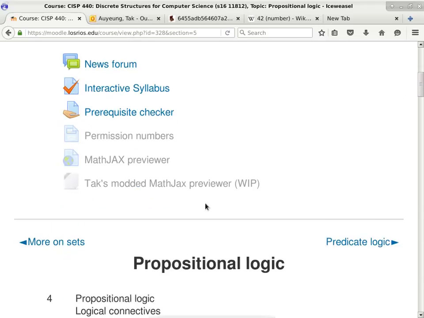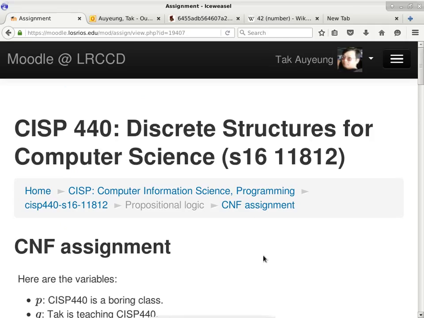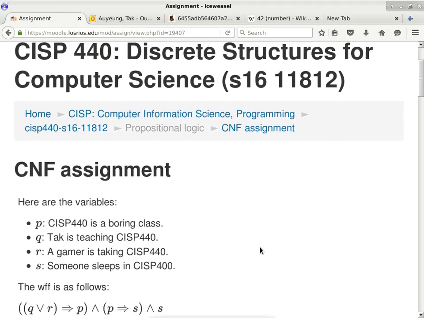All right, so this is your new homework assignment right here. The other ones are all grayed out because I'm not going to give you guys those particular ones. So let's go ahead and click on this one. It's called CNF assignment. One person asked me, but we haven't really talked about CNF yet. What am I going to do with this homework assignment? Well, that's exactly what I'm going to talk about today. So we'll talk about conjunctive normal form. That's what CNF stands for.